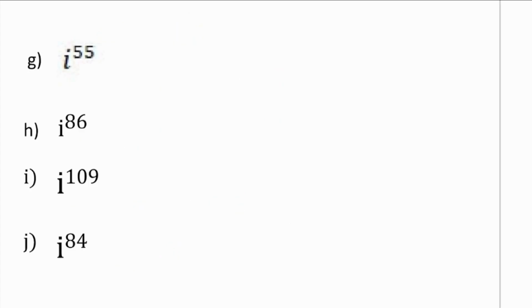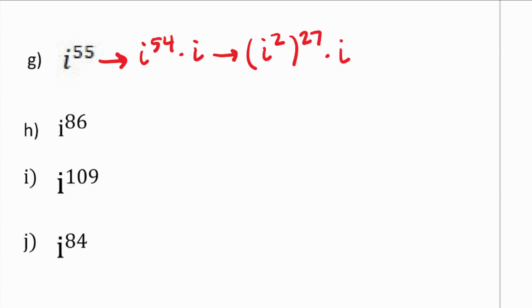G, H, I, and J are these higher powers of i. Remember we told you to solve these by, if it's an even number, just dividing it in half and seeing if half was also an even number, just kind of writing it as a power of i squared. And if it was odd, breaking off one of the powers, the last power, and then dividing in half. So i to the 55, what I'm going to do with that is I'm going to write that as i to the 54 times i to the 1. And then that i to the 54, I'm going to divide it in half and say what's half of 54 is 27. I write it as i squared to the 27 times that i.